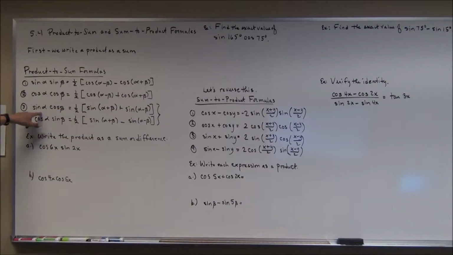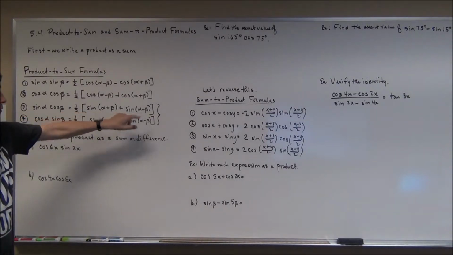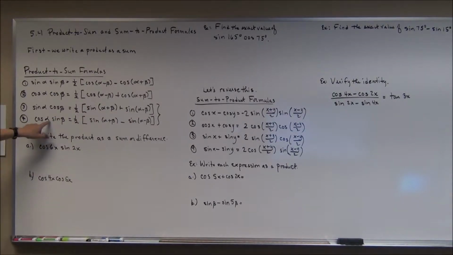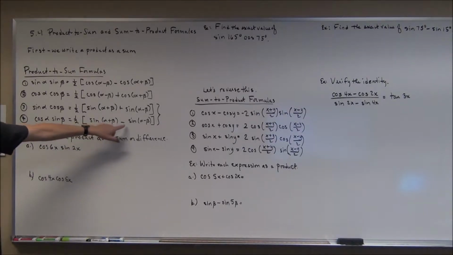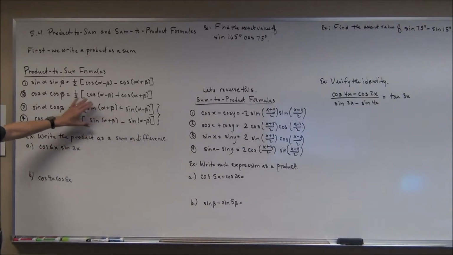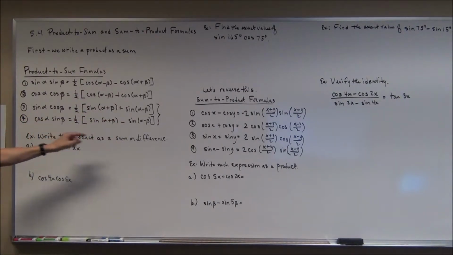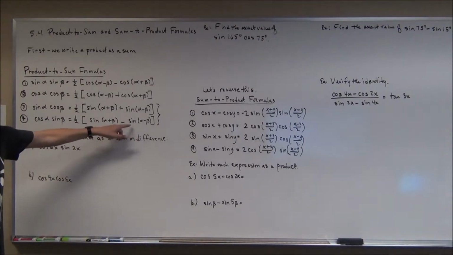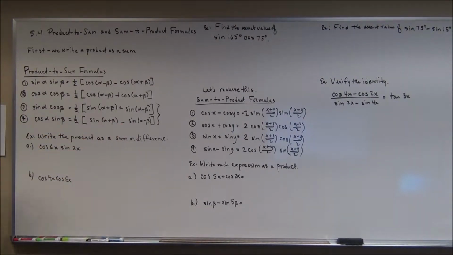This third one here, sine of alpha cosine of beta, is equal to 1/2 times the quantity of the sine of alpha plus beta plus the sine of alpha minus beta. And the fourth one, cosine of alpha sine of beta, is equal to 1/2 times the sine of alpha plus beta minus the sine of alpha minus beta. You can see how similar these two are because, of course, multiplication is commutative. If you commuted these around, you would have the opposite expression here. And since sine is an odd function, that would just bring the negative out in front.